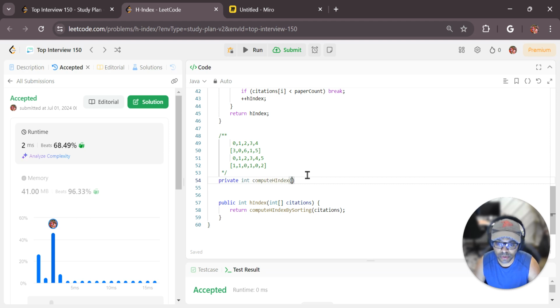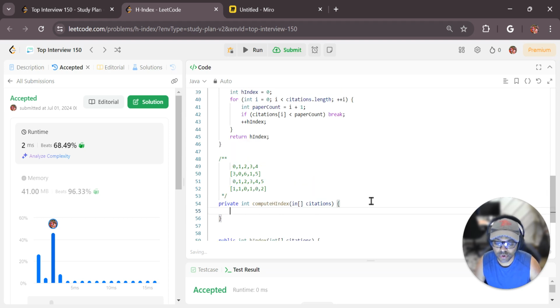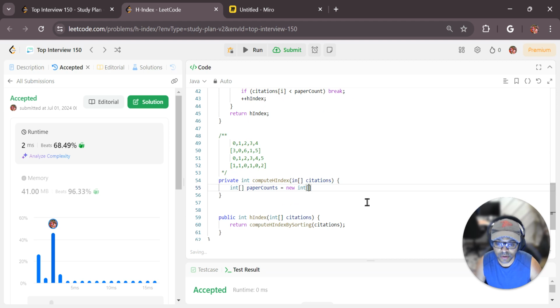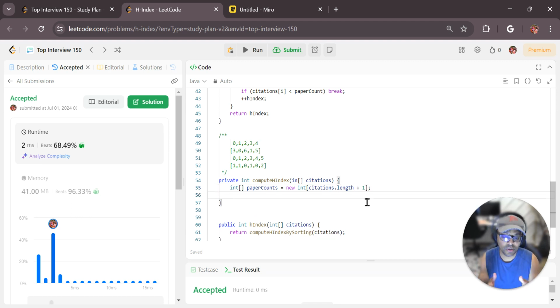Let's just call this computeHIndex, taking citations. Okay, so what are we doing first? We are allocating an array which is paperCounts, not citationCounts. And we are going to have one more element in that, because remember, citations.length plus one, because citations can be 0 as well. The maximum number of citations can be more than the length of the array, but we will bound it to the length of the array because the h-index cannot go beyond that. Okay, so we are doing that.